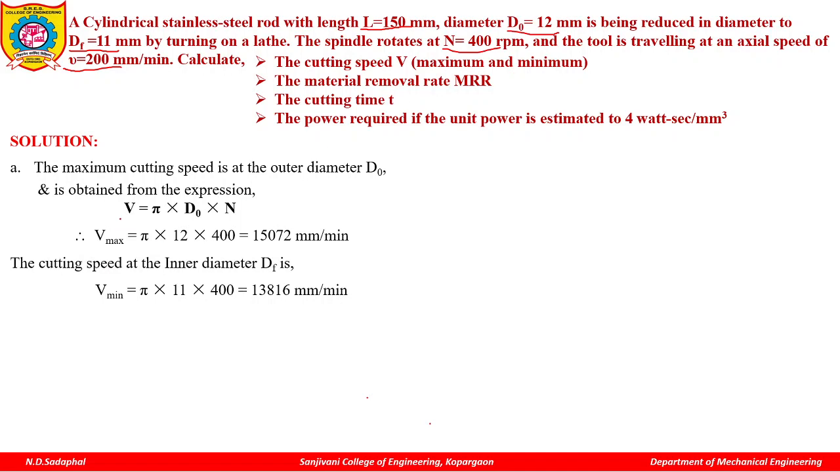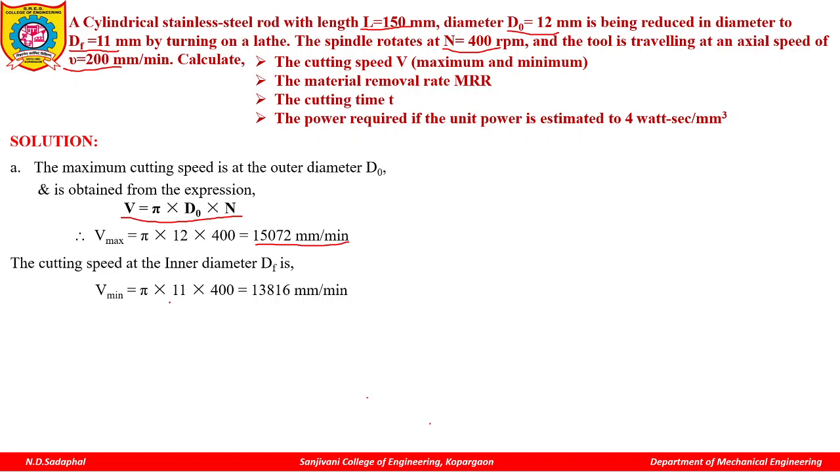We can use the formula for maximum cutting speed. We have seen the formula, V equal to pi into D into N. As we have to find out maximum speed, you have to use here D0. So pi into 12, this D0 is given 12 mm, into 400. 400 is also given. So you will get the answer Vmax.